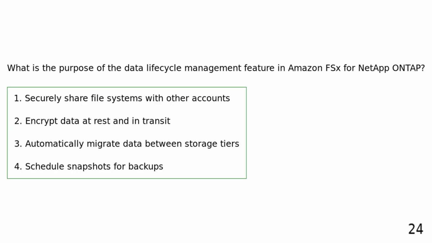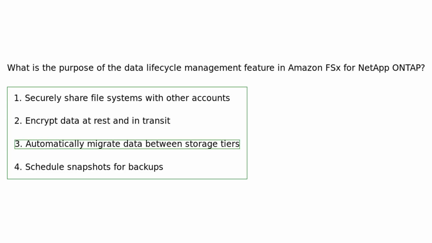What is the purpose of the data lifecycle management feature in Amazon FSx for NetApp ONTAP? Securely share file systems with other accounts. Encrypt data at rest and in transit. Automatically migrate data between storage tiers. Schedule snapshots for backups. The data lifecycle management feature in Amazon FSx for NetApp ONTAP allows users to define policies to transition data between performance and capacity tiers based on access patterns.